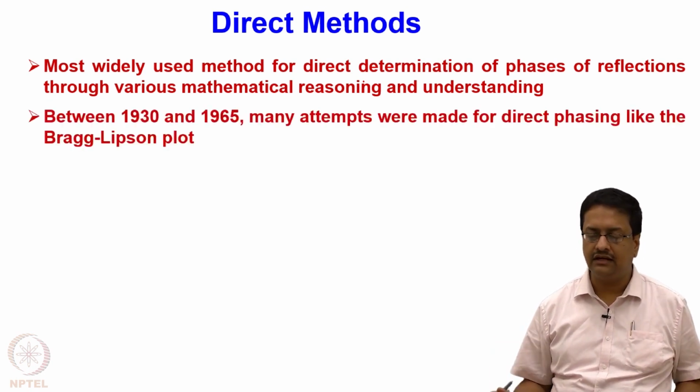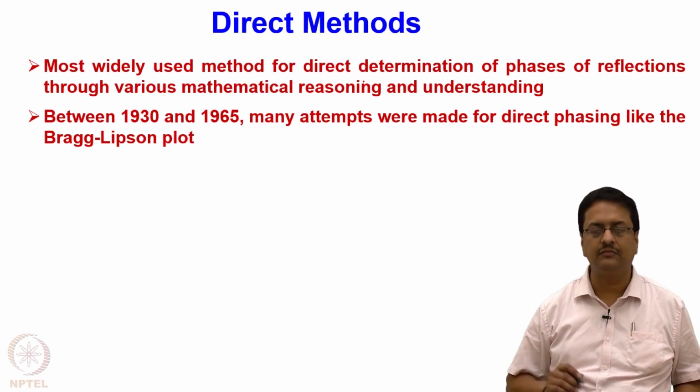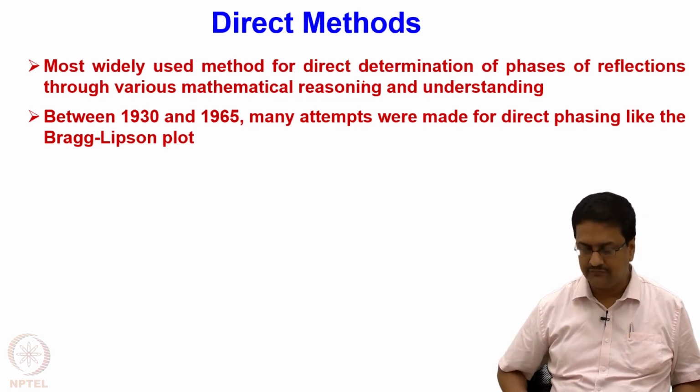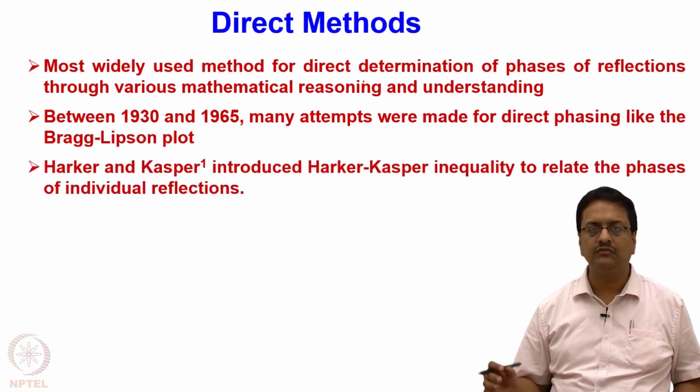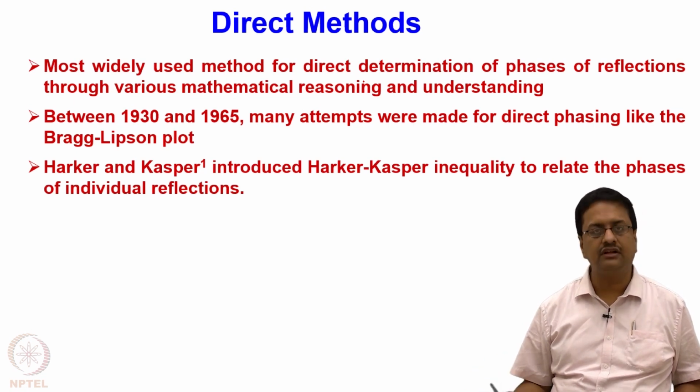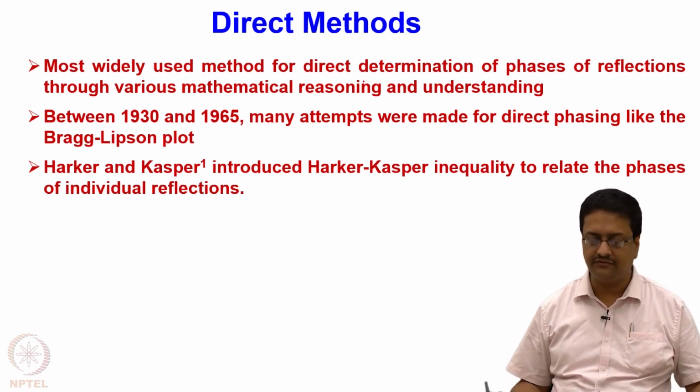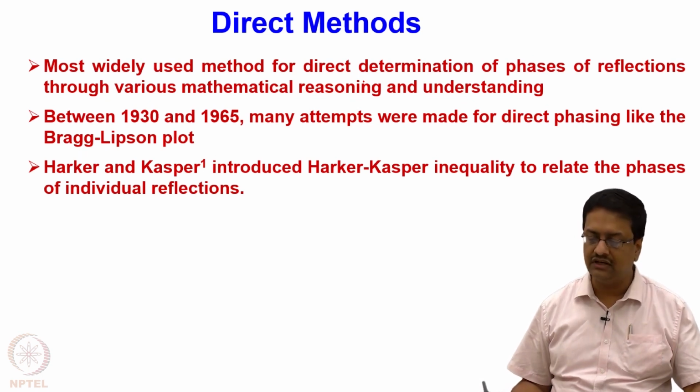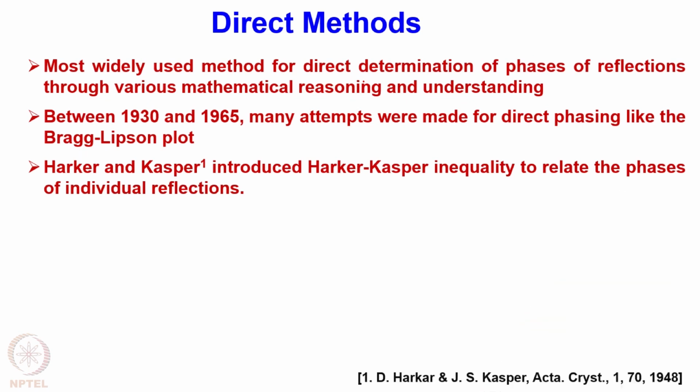Between 1930 and 1965, many attempts were made for direct phase determination, like the Bragg-Lipson plot and so on. The most important introduction or discovery in this period is by Harker and Kasper, who introduced the Harker-Kasper inequality to relate the phases of individual reflections. So the reference here is given for the Harker-Kasper inequality.